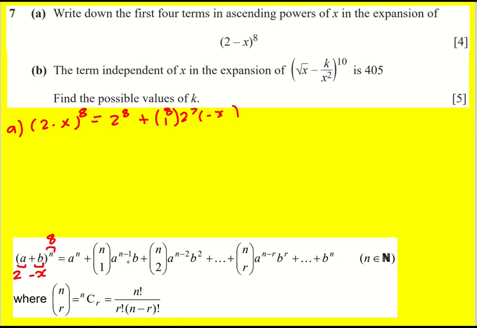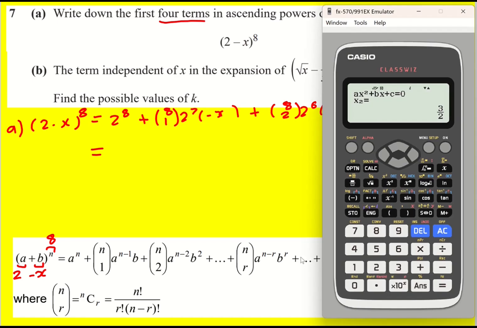And every time I'm basically lowering the power of the 2 and increasing the power of the minus x. Then we get 8 choose 2, 2 to the 6 minus x squared, plus 8 choose 3, 2 to the 5 minus x cubed. That is the first 4 terms. And then we can use our calculator to work some of these out.